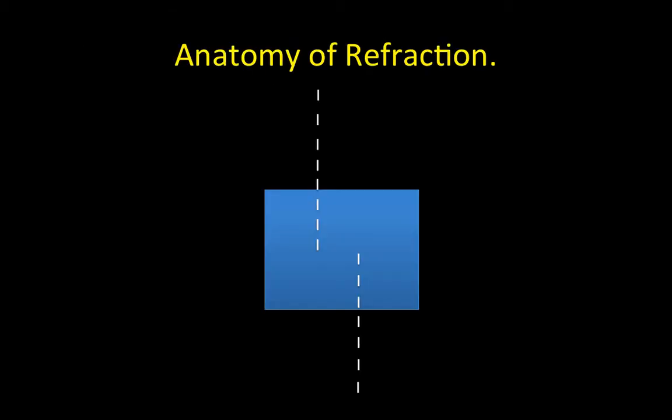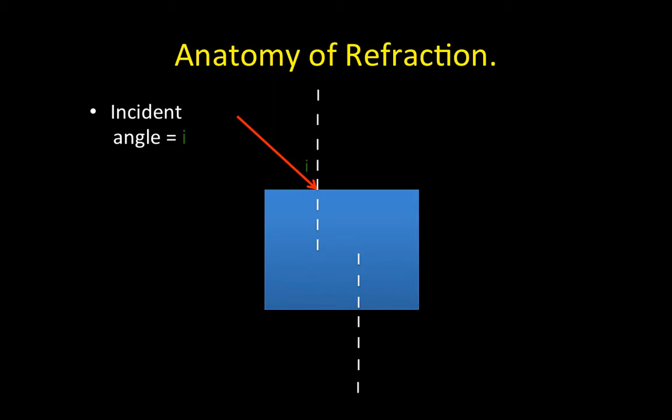Let's talk a little bit about just a little anatomy of refraction. You're going to do a lab today where you're going to see these angles and have to measure them, do a little graphing, and find the index of refraction, how much the light slows down.